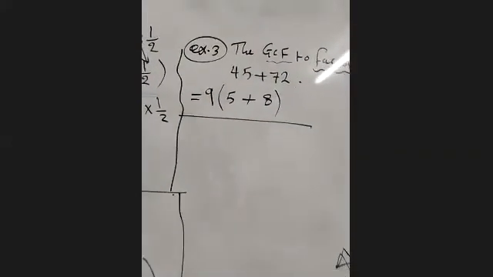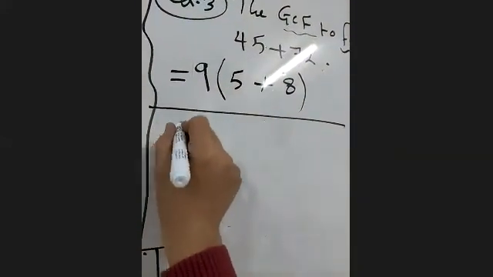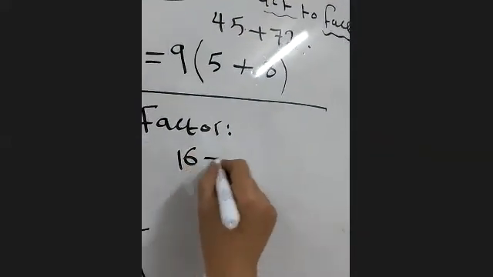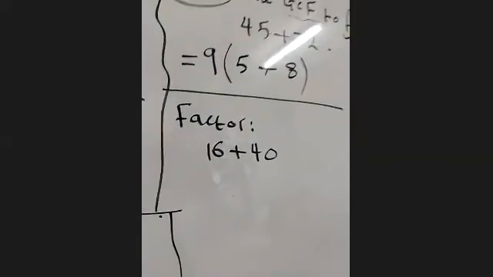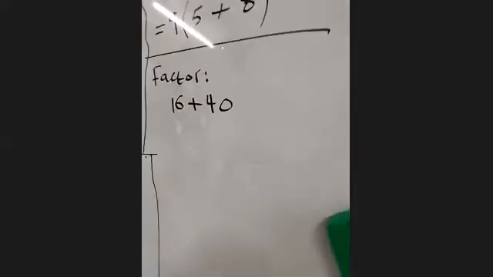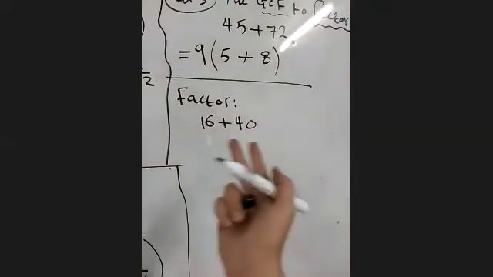Before I go to the check, I will give you another example. Let's say, for example, factor 16 plus 40, by using the GCF. Look here, guys, I erased it. I don't need it. I just want the answer of it. Now, to use the GCF, how will I factor these two numbers?